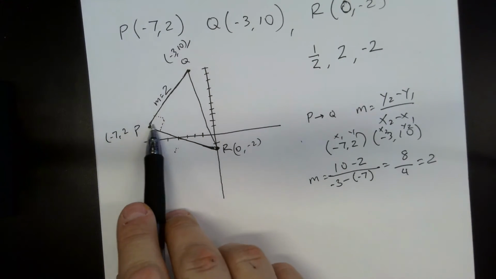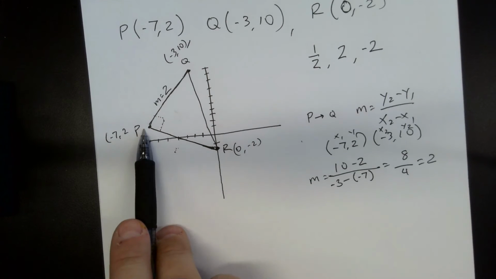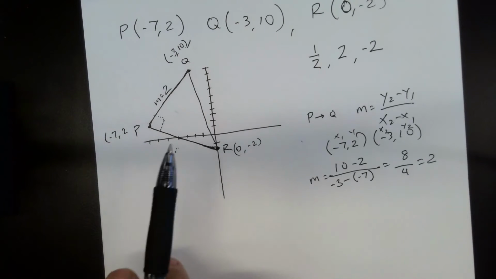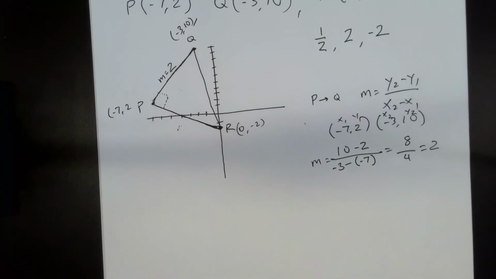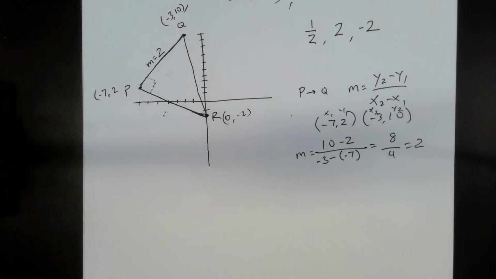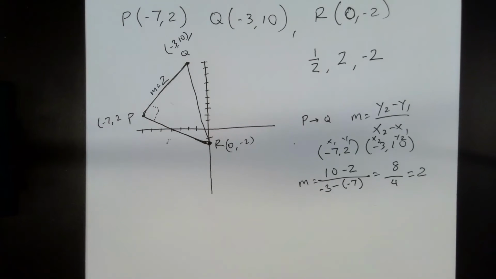Now, you could count up and over, or you could count all the way over and up, and you could figure out the slope. I like just finding the slope. It's easier than counting and trusting my counting ability, because sometimes it's not great. All right, so that's 1.